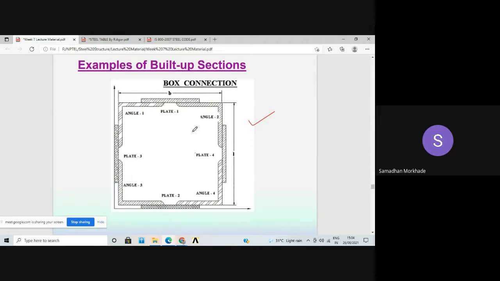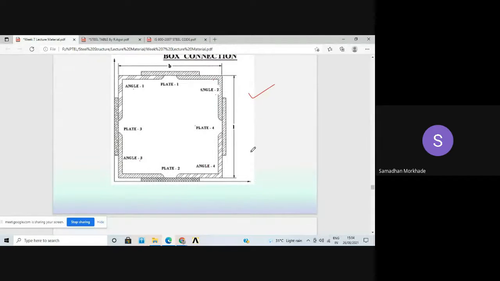So this is the first, box sections. These are the four angles: angle 1, angle 2, angle 3, angle 4, and they are connected by these plates. Okay, so this is the first case.